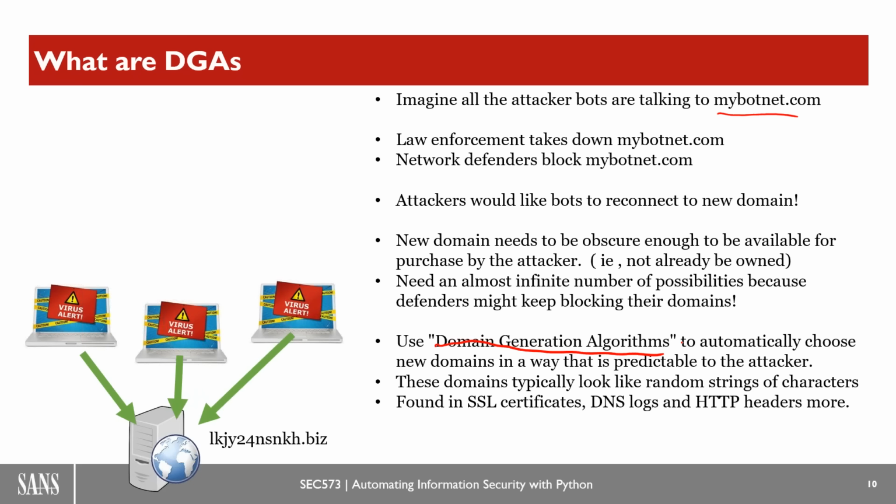Now, because they need to be available in an infinite number of possibilities, these domains often end up looking like random character strings, such as you see here in this domain. And you'll see these domain names in various places, such as in the SSL certificates that are used by malware, or in your DNS logs, or actually in the HTTP requests that are going across your network. So there's lots of opportunities to find these malicious domain names, or these DGA domains.